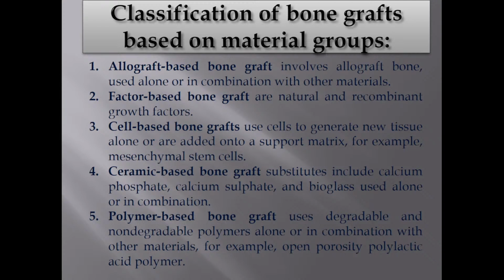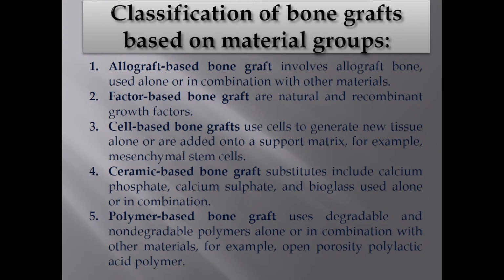It can be allograft-based bone graft, which involves allograft bone, used alone or in combination with other materials. For example, Grafton or Orthoblast, we can use these materials as allografts. Factor-based grafts are natural and recombinant growth factors, used alone or in combination with other materials, such as transforming growth factor beta or TGF beta, platelet-derived growth factor, fibroblast growth factor, and bone morphogenetic protein.